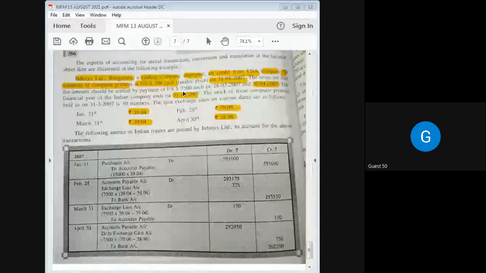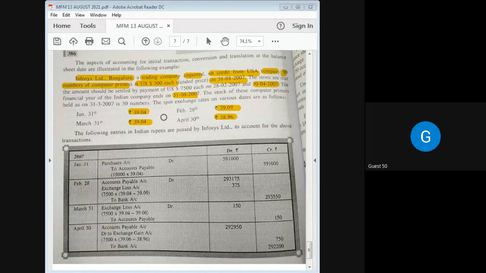Now, 28th of February, that is the amount settlement date. Okay, the payment is US dollar 7,500, but the spot rate on the 28th of February is 39.09. So the journal entry is account payable debit, and to bank account. But here, because we are paying after almost 28 days of the contract, first of all, we find out whether we are gaining or losing according to the fluctuation of the exchange rate.